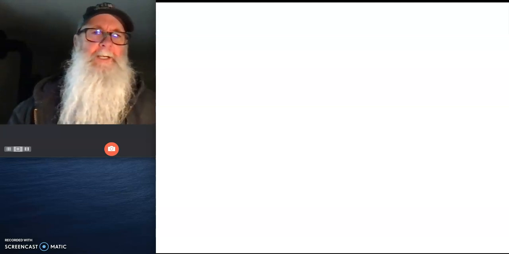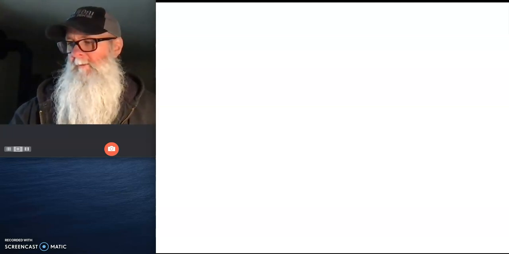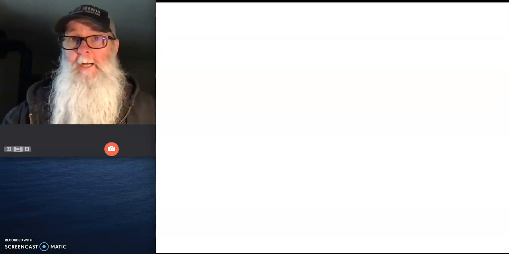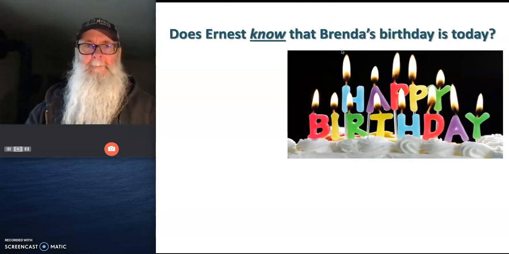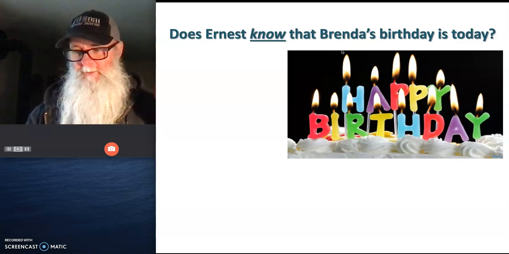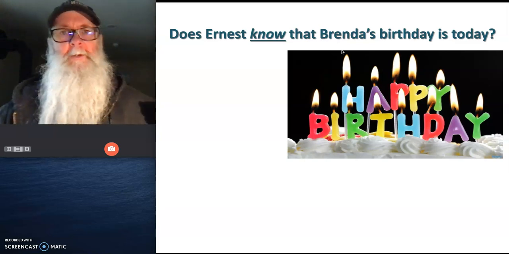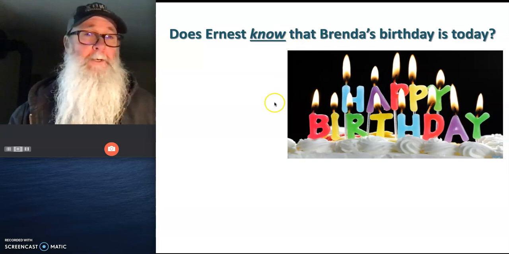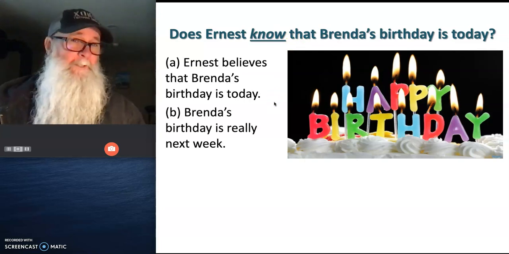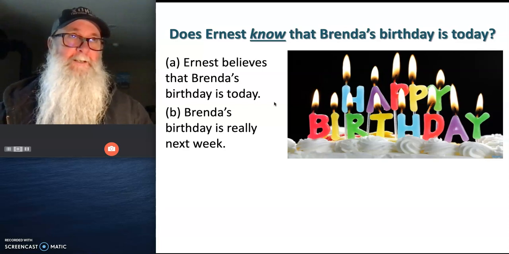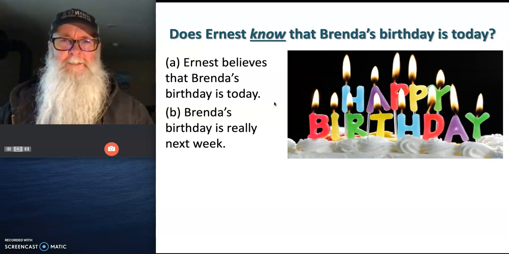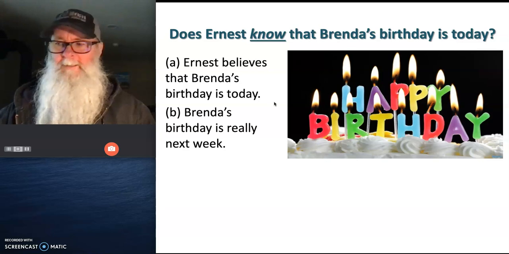All right, let's see if we can start getting our hands wrapped around this concept of knowledge. Here's the question for you: does Ernest know that Brenda's birthday is today? Does Ernest have knowledge of Brenda's birthday being today? Here are the conditions. He believes her birthday's today, but it's actually next week. Is it fair to say that under these conditions Ernest knows that Brenda's birthday is today?